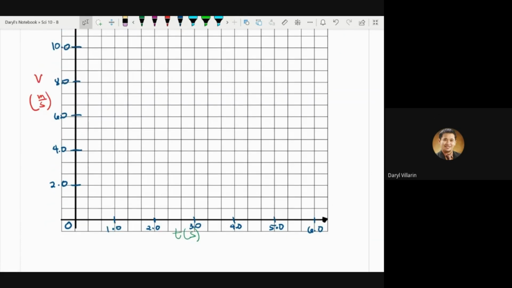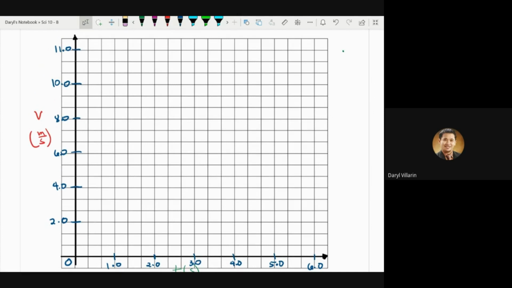If you can see, the scale of the quantity time is 1, but for my velocity it's 2. The last value should not be 11, but 12, so just be careful with that. Remember, equal distances. Since my scale is 2, if you can see how many boxes I used here, 1, 2, 3, and again 1, 2, 3, so from 2, 4, 6, 8, 10, and 12, they're equally spaced from one division to the other.